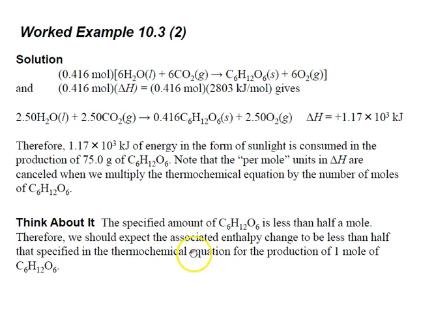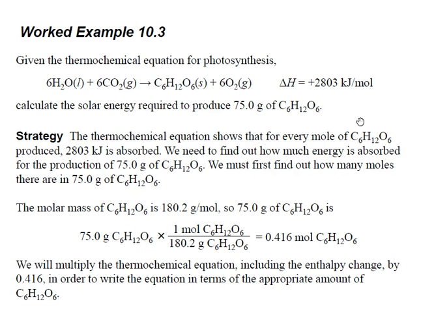So to continue, it says the specified amount of glucose is less than half a mole. I'm just repeating that. Therefore, we should expect the associated enthalpy change to be less than half the specified in the thermochemical equation for the production of 1 mole of glucose. So again, this value is also less, and it's a fraction of the original. And then as I was mentioning, if this was 2, then this would just be doubled.